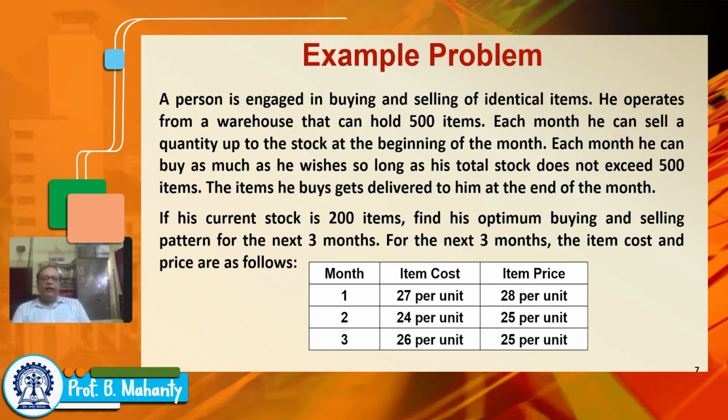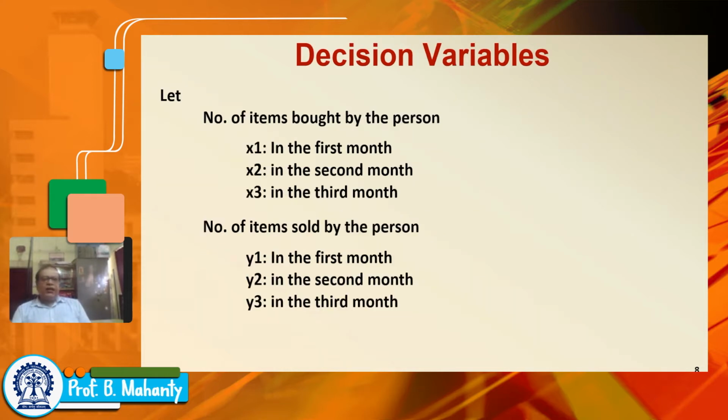We started with 200 items and we are going to do only for 3 months. We want to know how much he should buy in month 1, month 2, and month 3, and how much he should sell in month 1, month 2, and month 3. Yes, so there was some question. So that's the current premise, and these are the unknowns. Let us assume that we have 6 unknowns: x1, x2, x3, and y1, y2, y3. We say that x1, x2, x3 are the items bought by the person in these 3 months, and y1, y2, y3 are the items sold by the person in these 3 months.